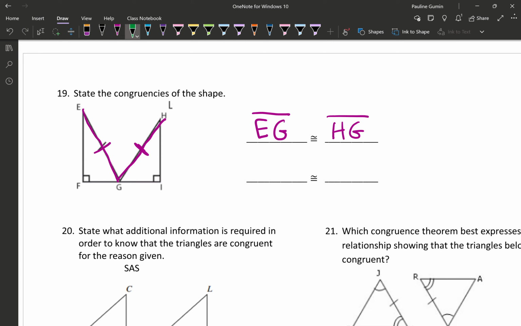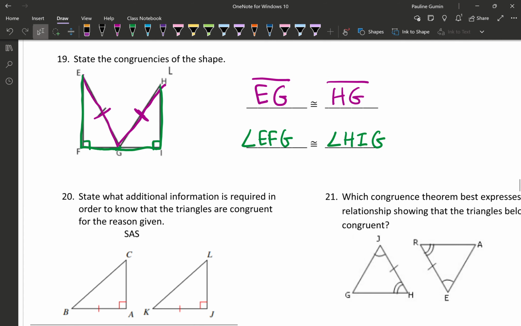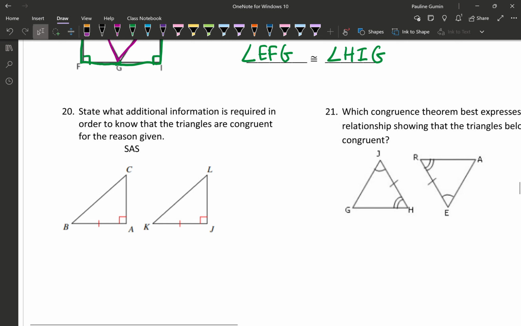Next, I see the 2 right angles. You see these 2 little corners? These are 2 right angles. I'm going to use 3 letters to label it. This one on the left is angle EFG. And the one on the right is angle HIG. Remember, the vertex, or the middle of the angle, needs to be the letter in the middle.